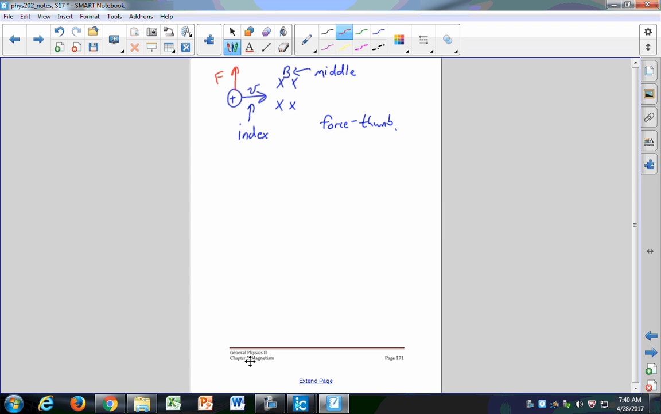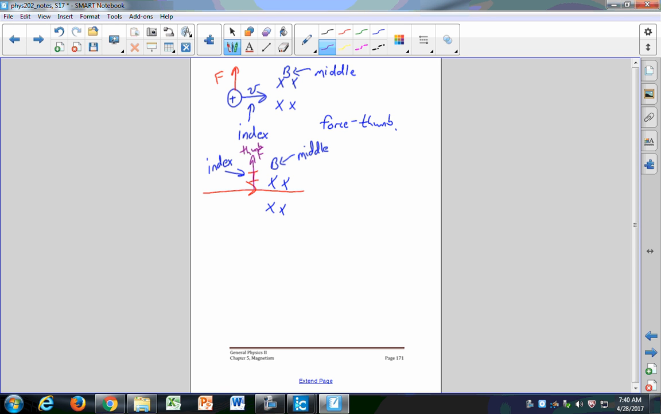But it's also true for the current carrying wire. So if I just replace that free charge with a current carrying wire, I, it would be exactly the same. With B, I would let my index finger go in the direction of I, middle finger in the direction of B, and then the force on this wire would be up, and that would be your thumb. So it's identical to that.